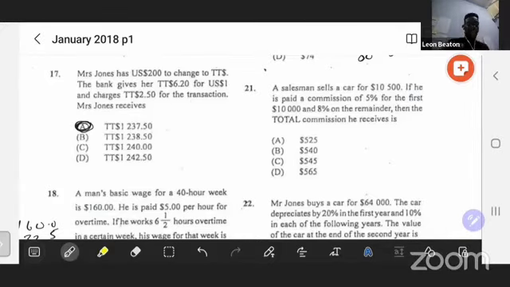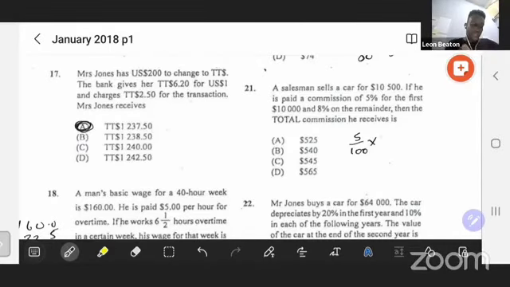So a salesman sells a car for $10,500. That'll be a toy car. And he's paid 5% commission on the first 10,000. So we have to find 5% of that. 5% is 5 over 100, so you find 5% of 10,000. This zero cancels out with that zero, this zero, that zero. 5 times 100 is 500. So this is the extra money he gets on the first 10,000.